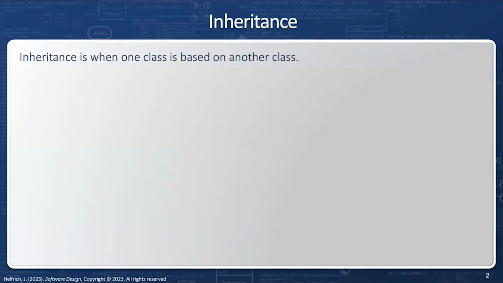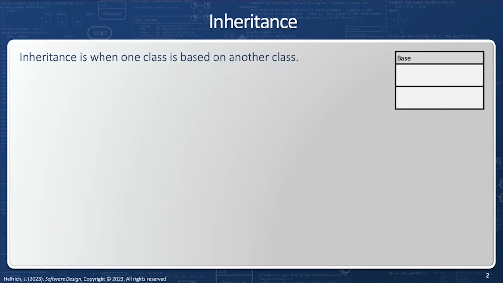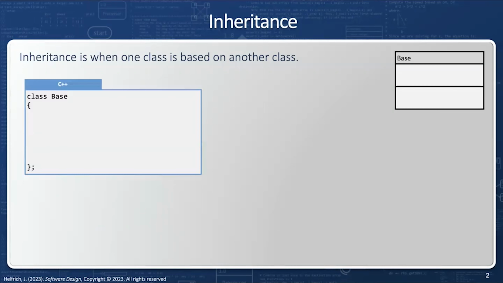Inheritance is when one class is based on another class. For an example, I'm going to have a class diagram with a class called base. In C++, I'm going to say class base, open, close curly braces, semicolon, there's nothing there. I'm going to have a private attribute called attribute1, which is an integer. So I'm going to say private colon int attribute1, and I'm going to have a private method called method1. Now notice at this point in time, I have absolutely no inheritance or polymorphism going on. It's just a regular class, a particularly useless class, but a class nonetheless.